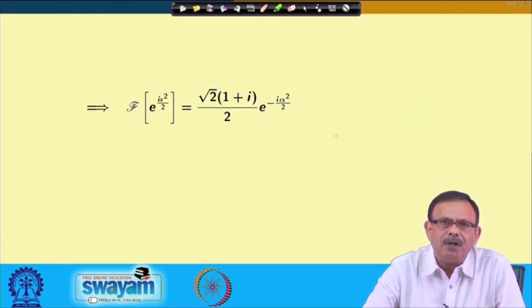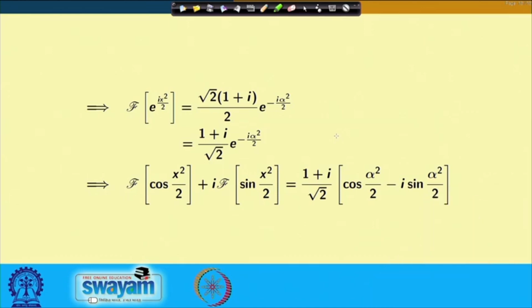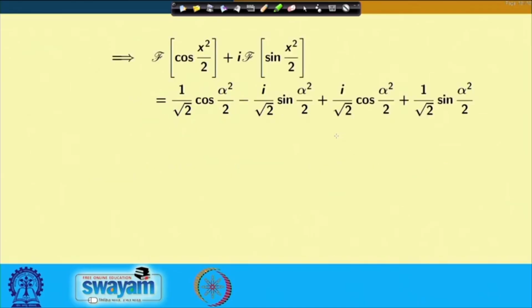Fourier transform of e power i x square by 2 is equal to root 2 into (1 plus i) by 2 into e power minus i alpha square by 2. Now, break the e power form in terms of cos and sin, so that Fourier transform of cos of x square by 2 plus i sin x square by 2 equals (1 plus i) by root 2 into cos of alpha square by 2 minus i sin of alpha square by 2.